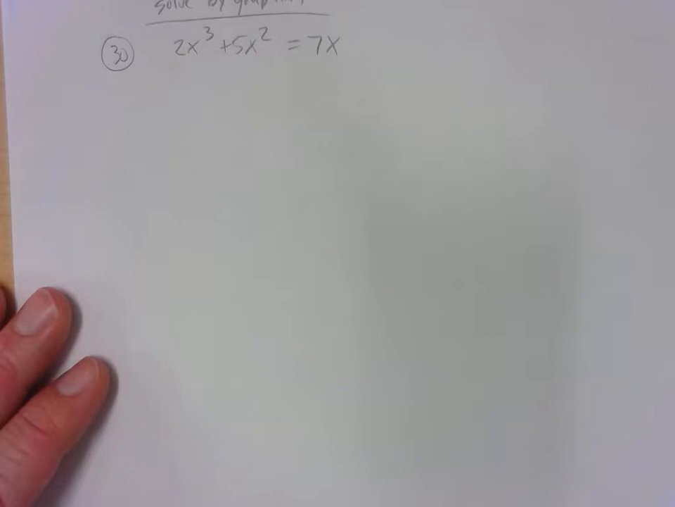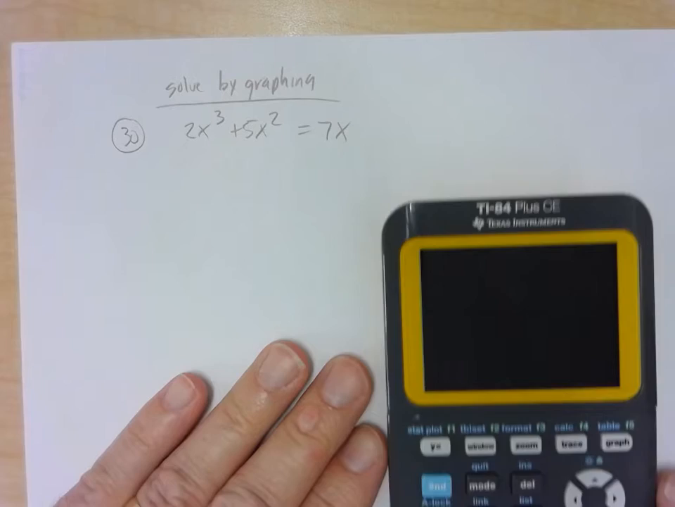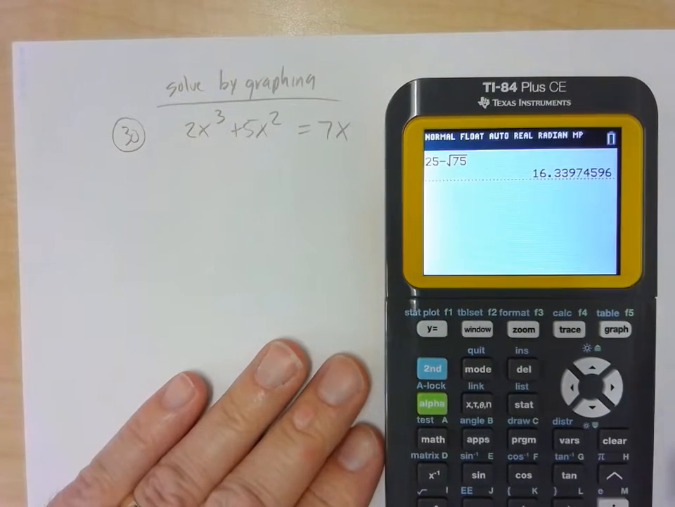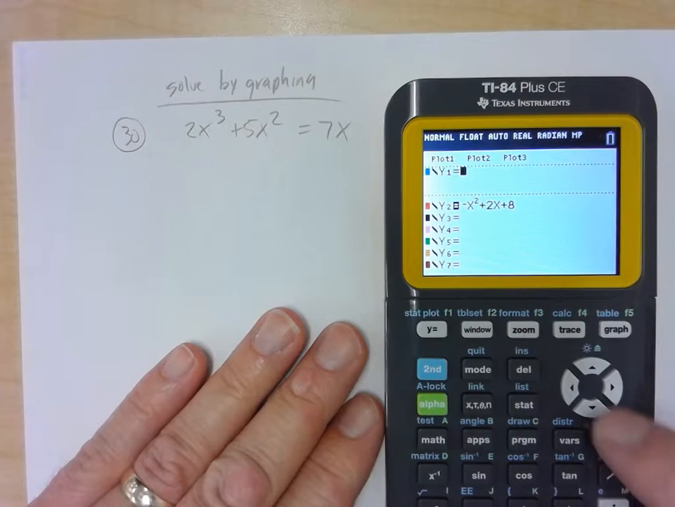All right, the next solution requires a graphing calculator. This problem here we're going to solve by graphing. It's number 30. So you need a graphing calculator. If you don't have one, pause it or whatever. Clear and clear.